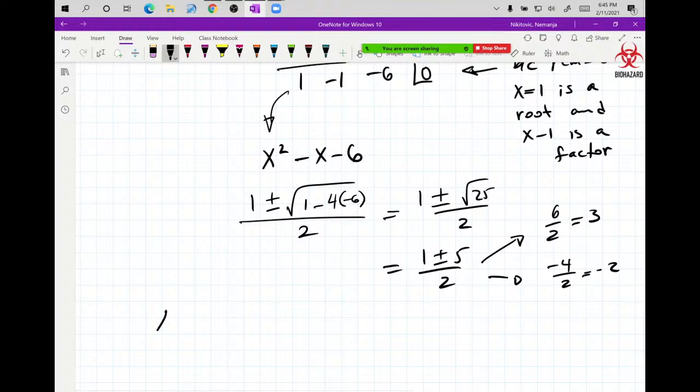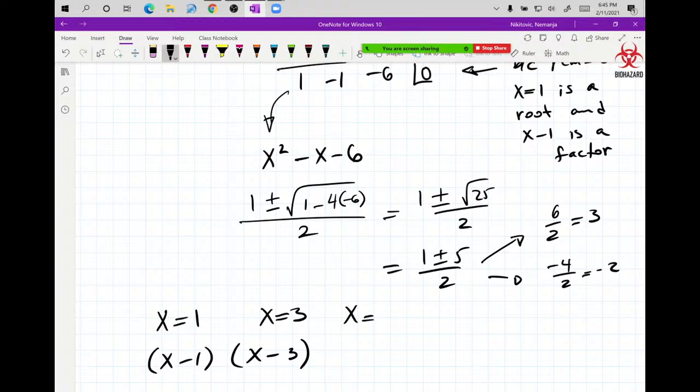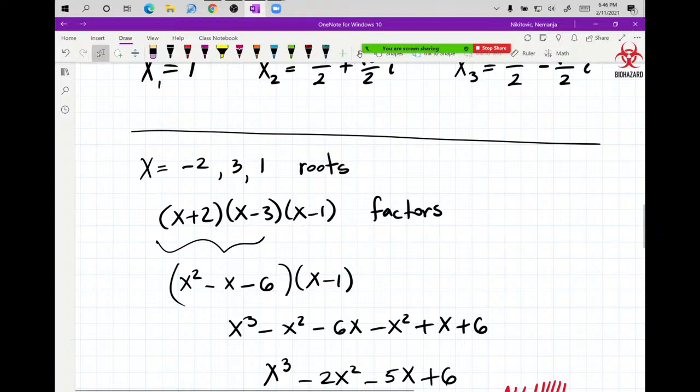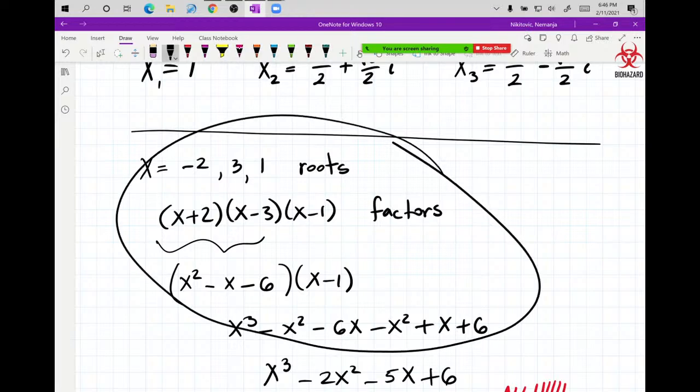So I have x equals 1. That gives me the factor x minus 1. X equals 3 gives me the factor of x minus 3. And x equals negative 2 gives me the factor of x plus 2. Is that what we have? Oh yeah, right? Those are the ones we started from. Again, you are not given this. I use this to make your problem. I know what the answers are because I use that to make the problem.